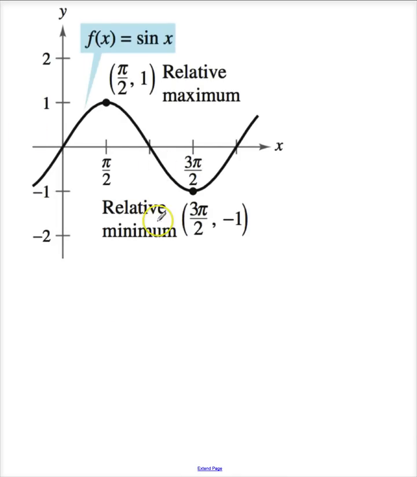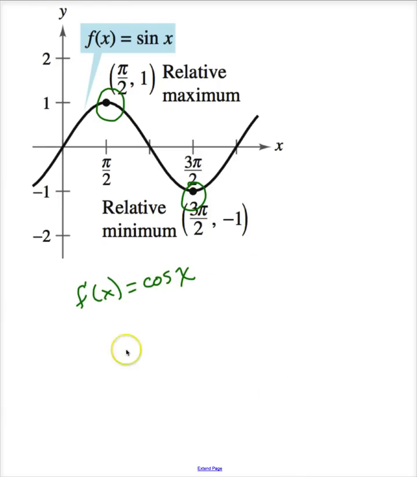Now let's look at the sine function. We know the sine function has a relative maximum at pi over 2 and a relative minimum at 3 pi over 2. We know this from pre-calc. All right, so let's find the first derivative of the sine function, and that's cosine of x.